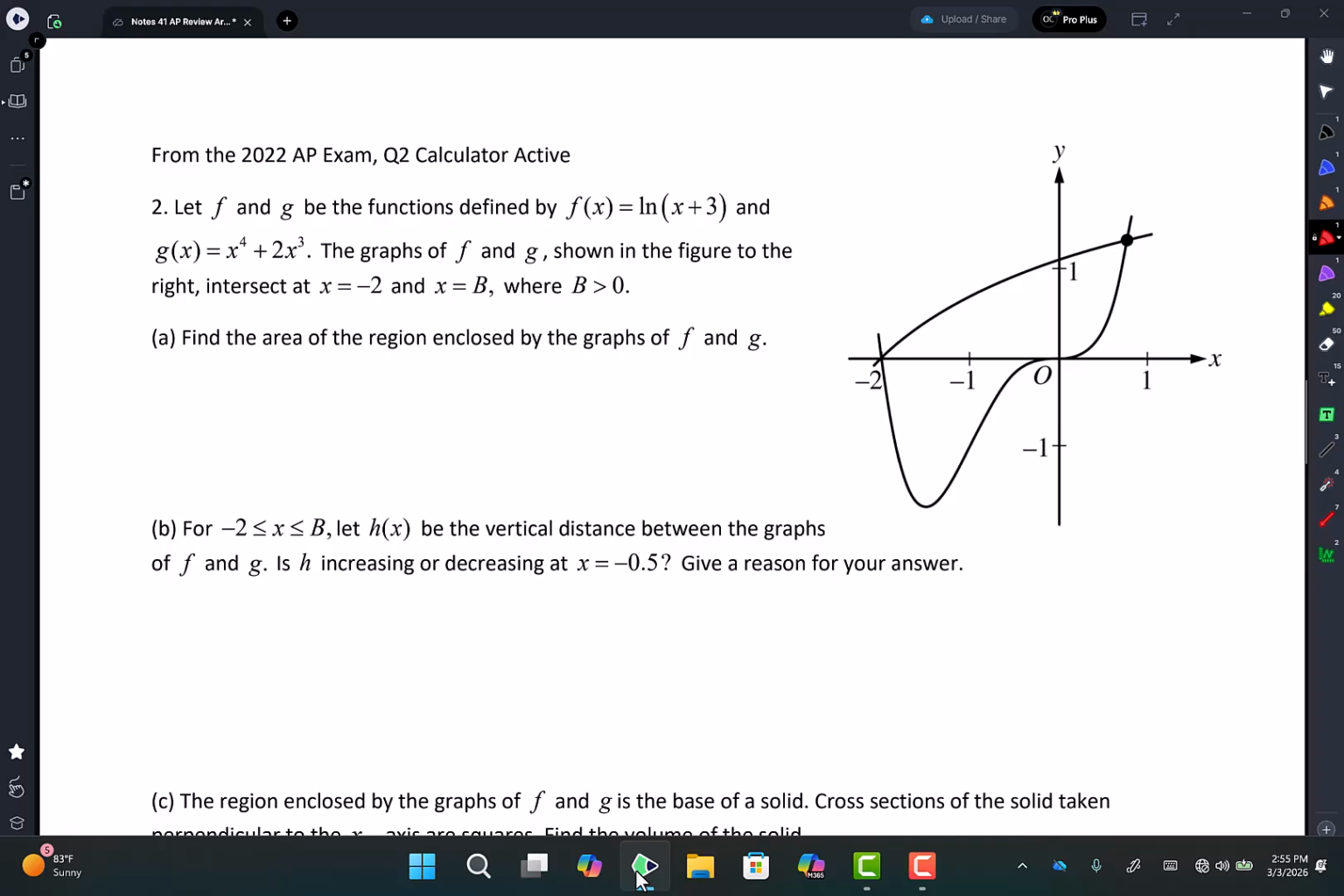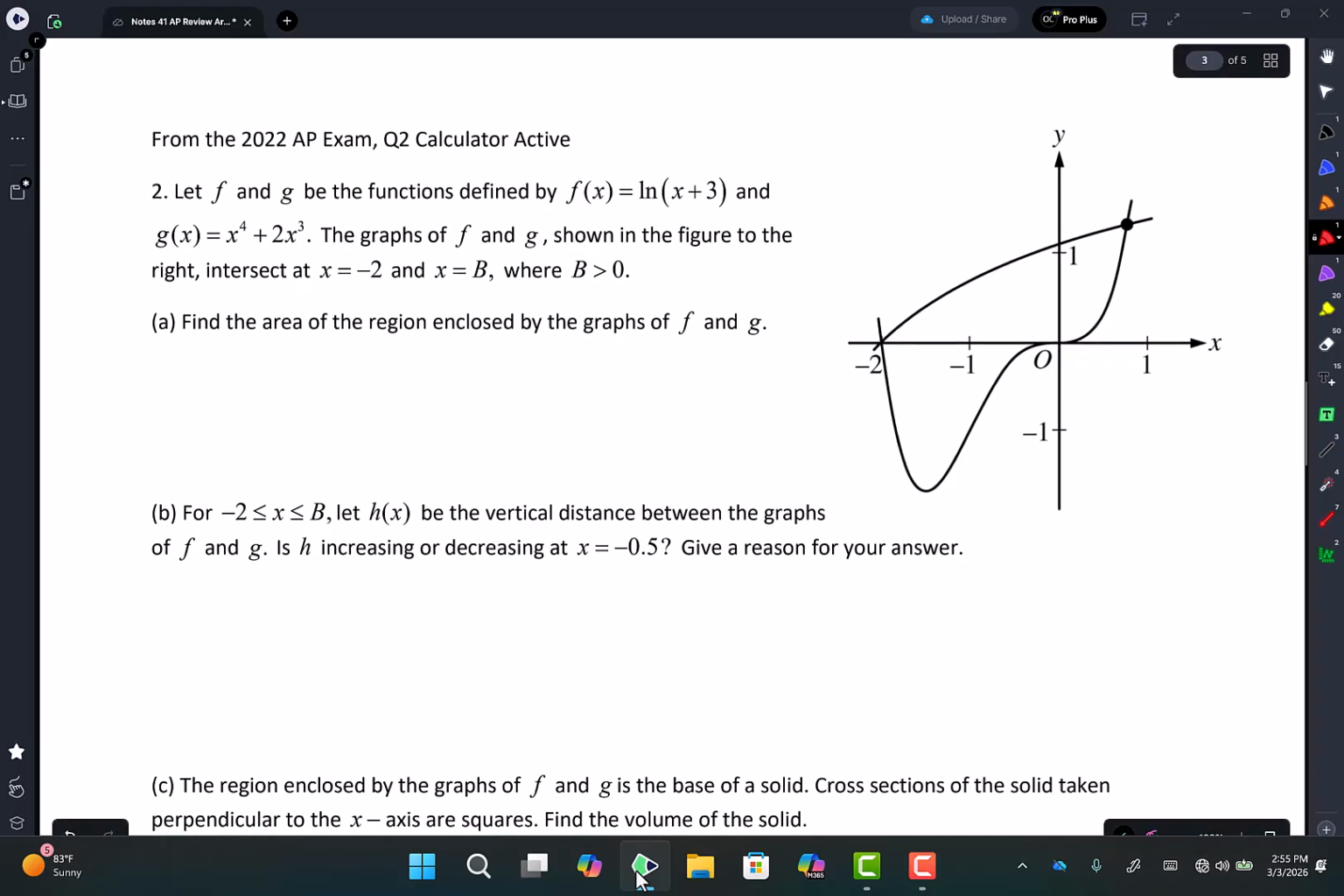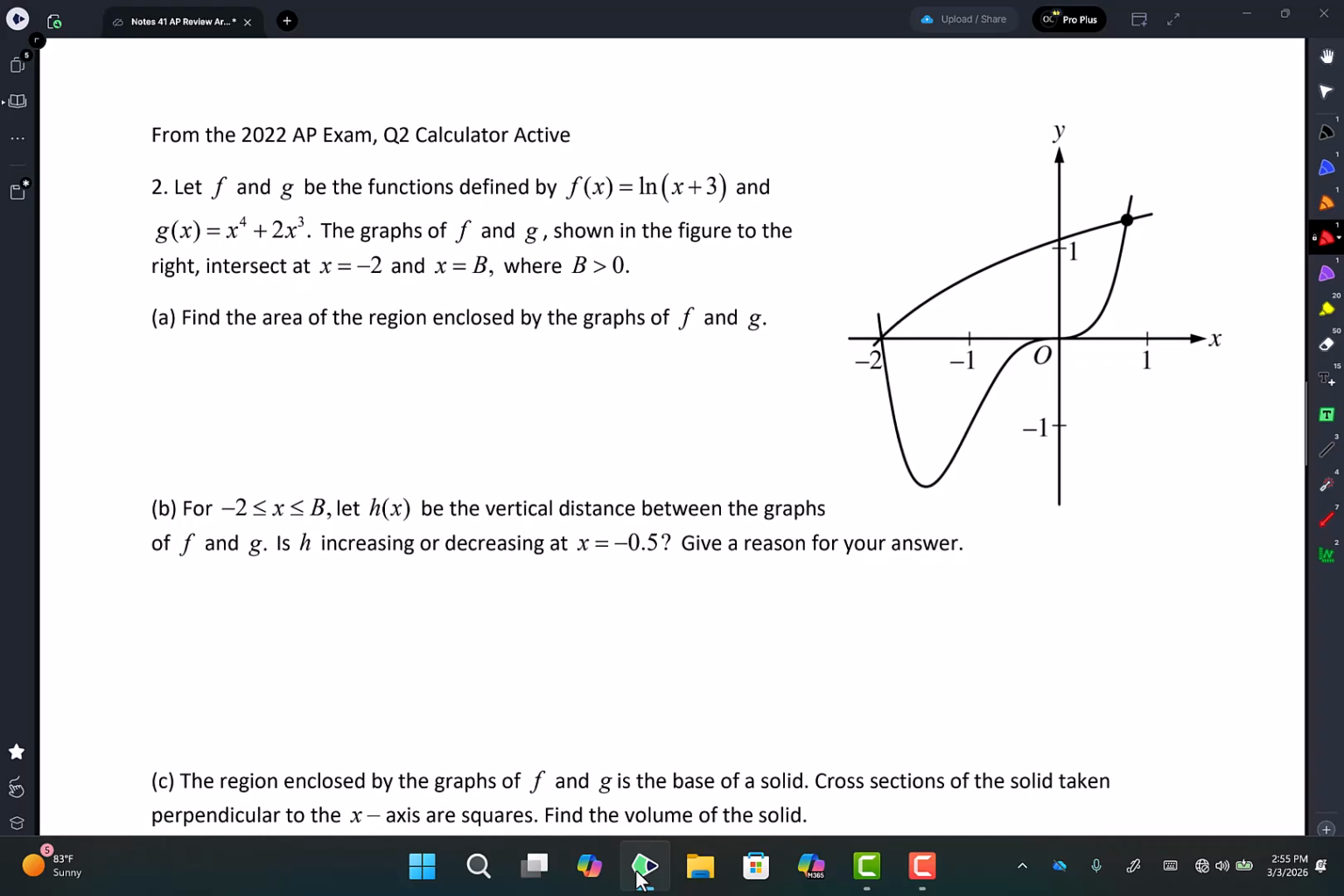All right, here we go. Let f and g be functions defined by f of x is ln of x plus 3, and g of x is x to the fourth plus 2x cubed. The graphs of f and g, shown in the figure, intersect at x equals -2, so I'm going to put a point there, and at x equals b. So at x equals b, I'm going to put that as a point b like that. I just labeled it b. It tells me that b is greater than 0.